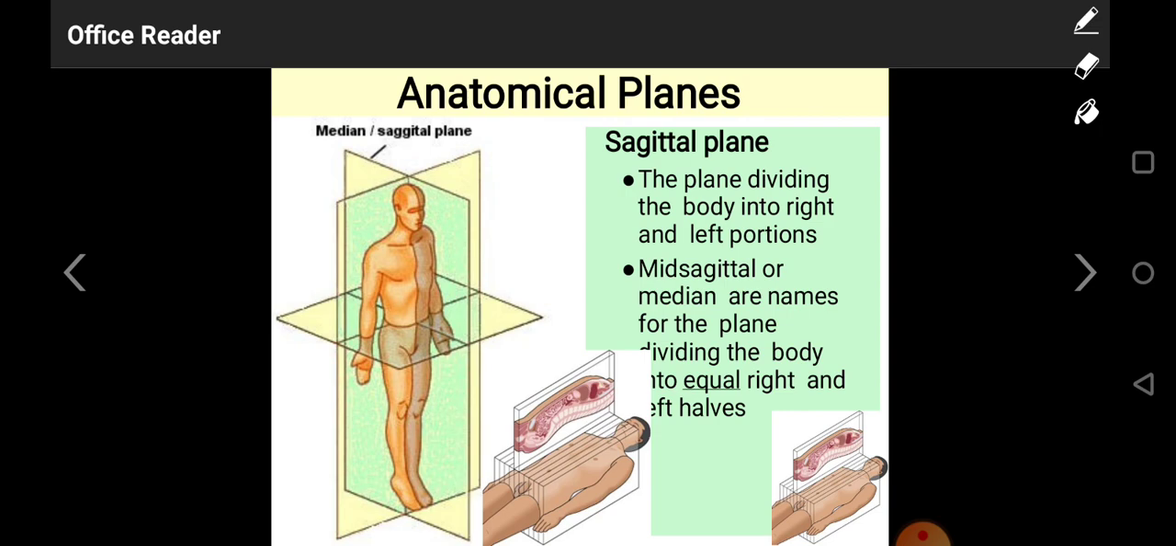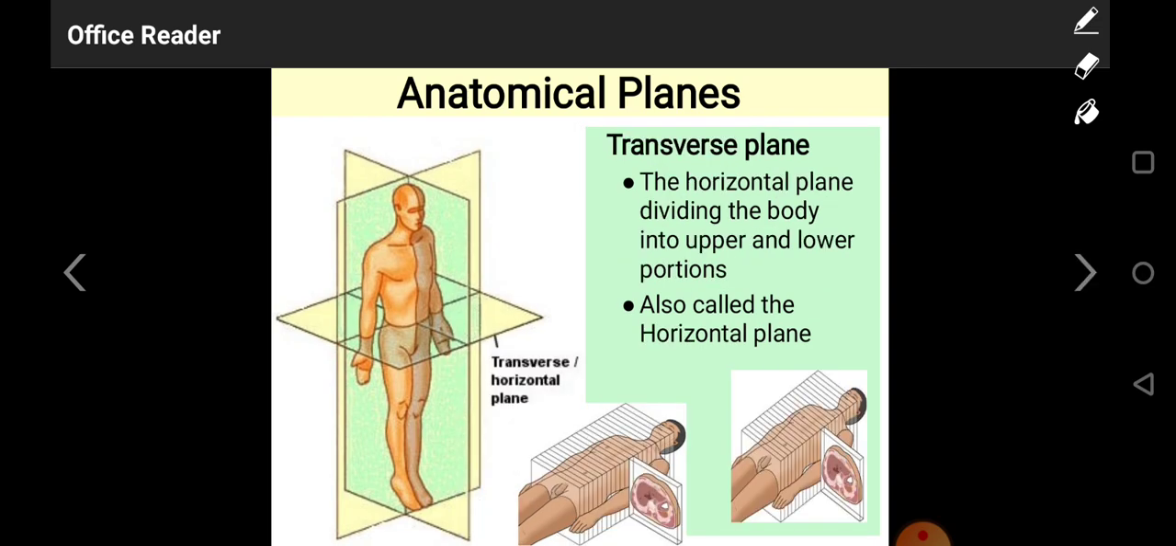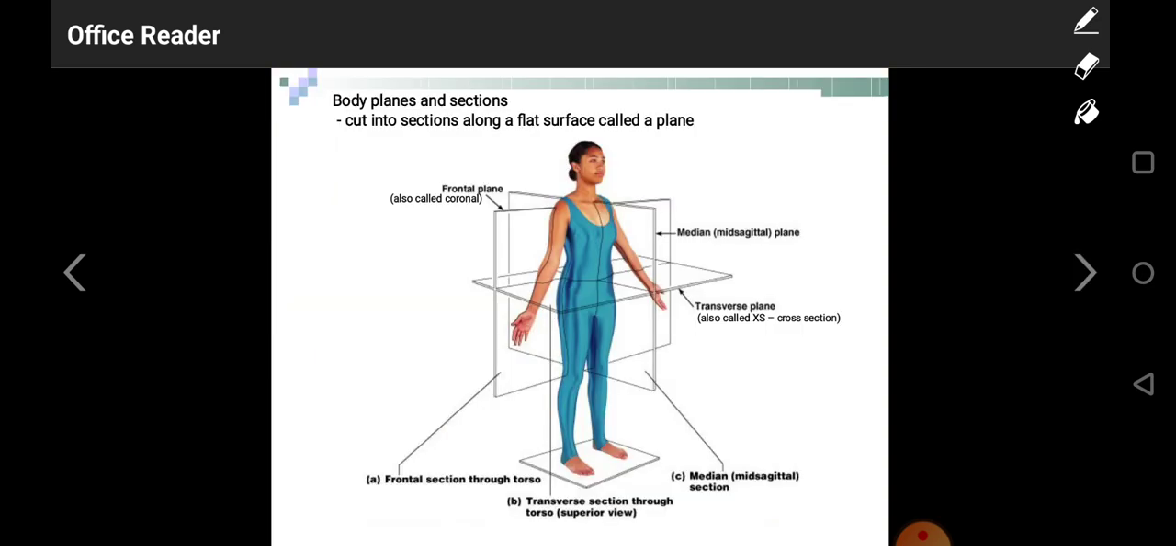Sagittal plane is the plane dividing the body into right and left portions. Mid-sagittal or the median plane is the name of the plane dividing the body into equal right and left halves. Frontal plane is the plane dividing the body into front and back portions, also known as coronal plane. Transverse plane, the horizontal plane dividing the body into upper and lower portions, also known as horizontal plane. These are the body sections in which we can see the frontal plane, median plane, transverse plane.